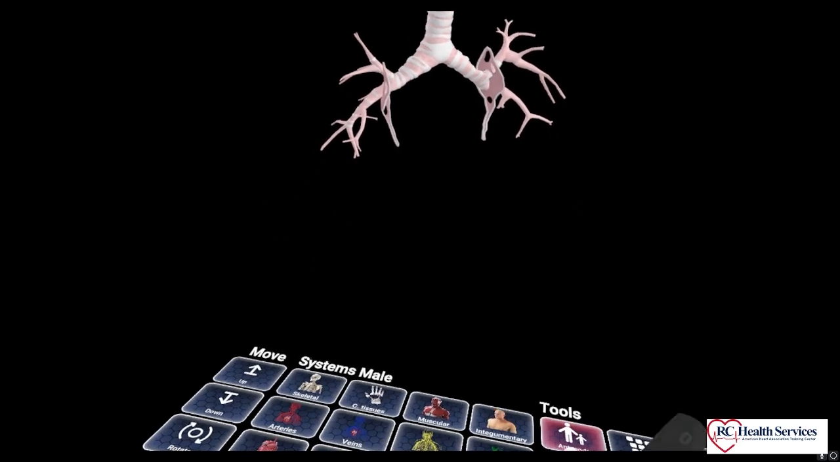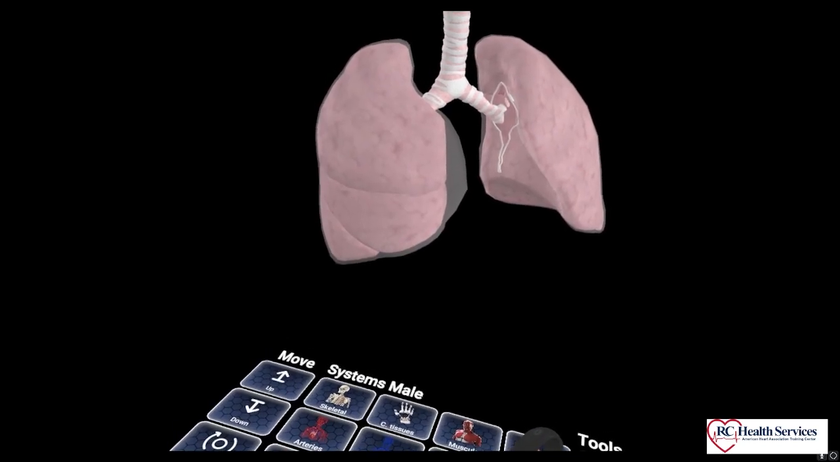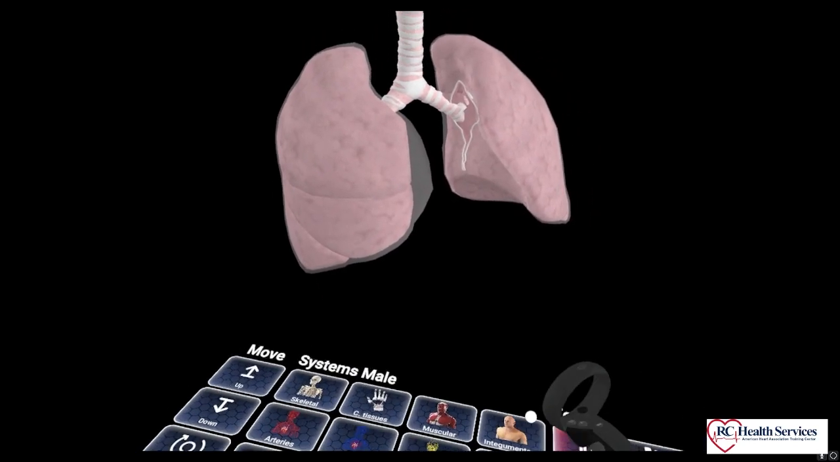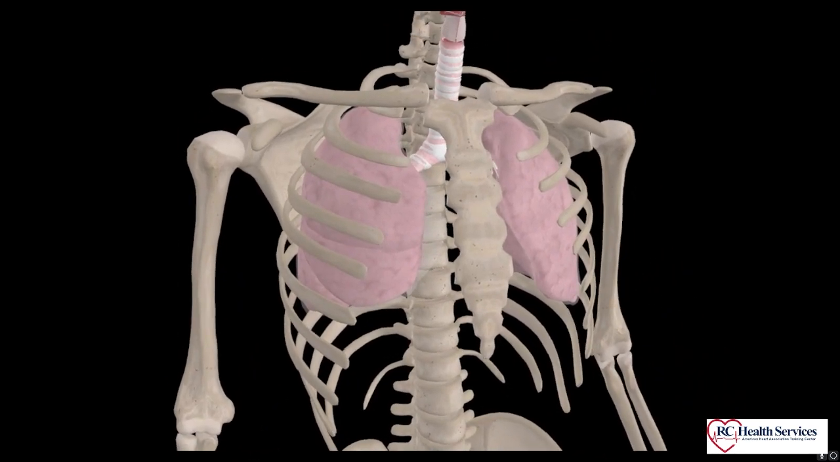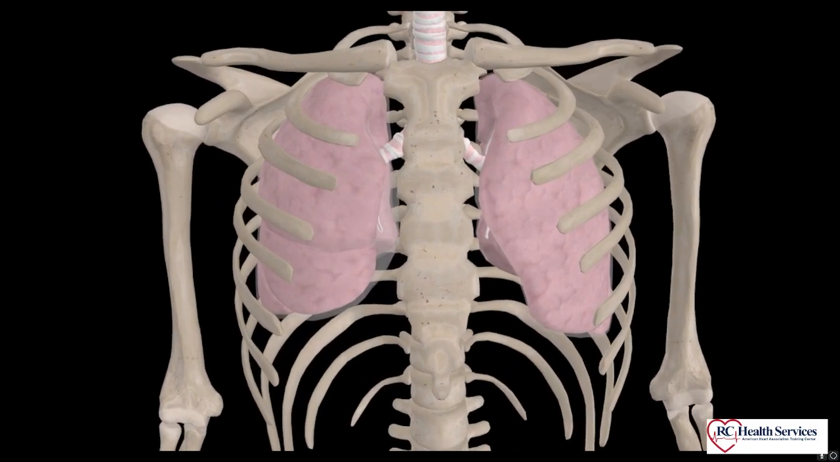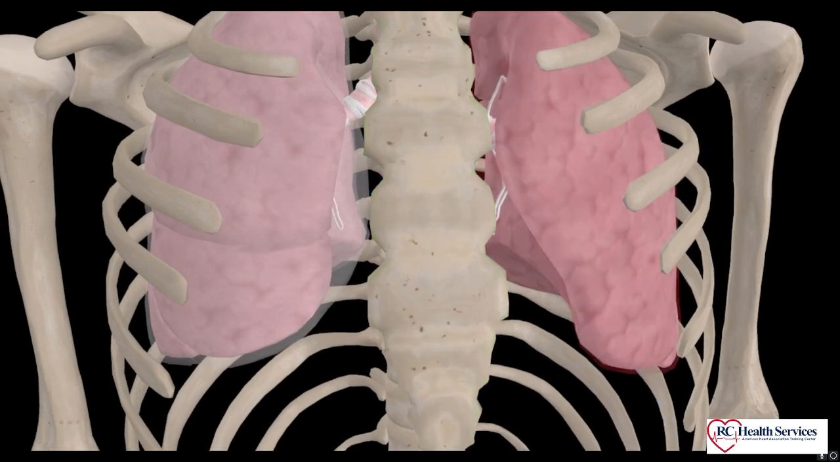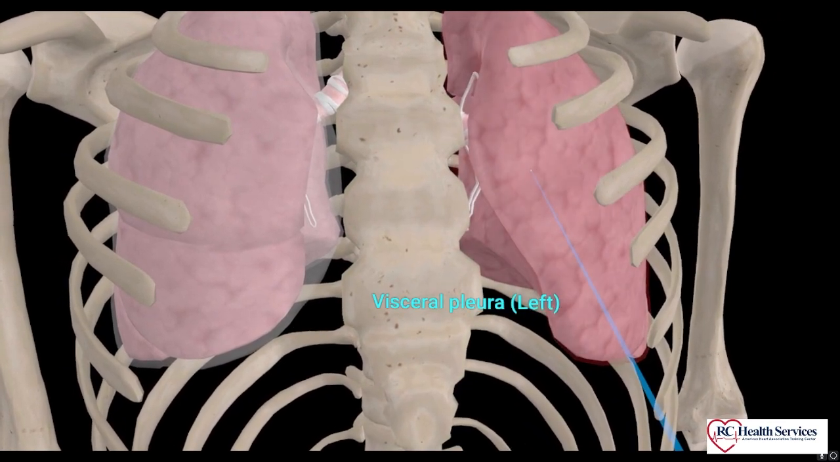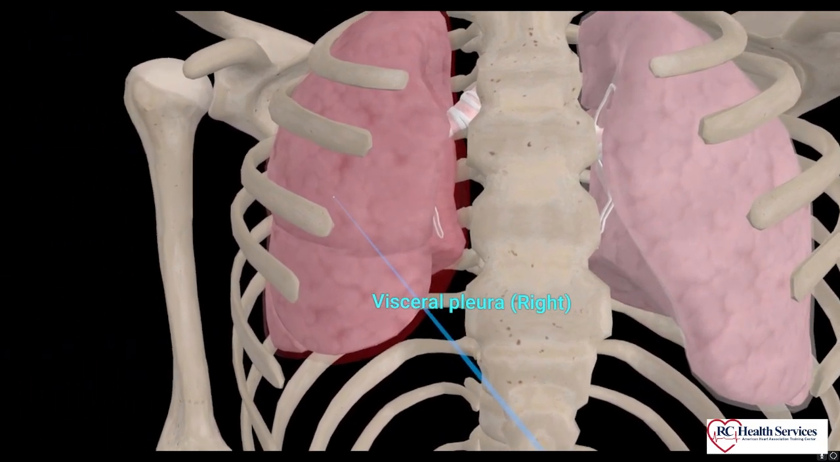Be aware that your lungs have 3 lobes on the right, but only 2 lobes on the left. And the reason being is that your heart is pretty midline, but slightly to the left. So in order to make room for the heart, the left lung only has 2 lobes, whereas the right lung has a total of 3.